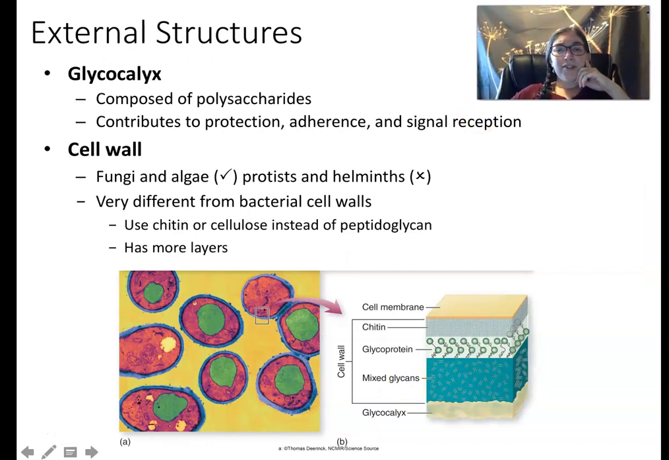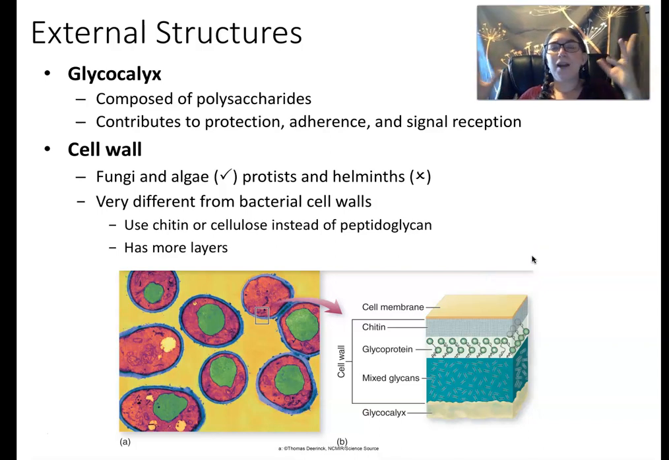Some other external structures, the glycocalyx is pretty standard. Again, it's just a surface coating that's made up of polysaccharides. Remember, carbohydrates, polysaccharides can be kind of sticky. Glycocalyx usually is involved in helping things stick or bind. So molecules can bind to it, signal reception.